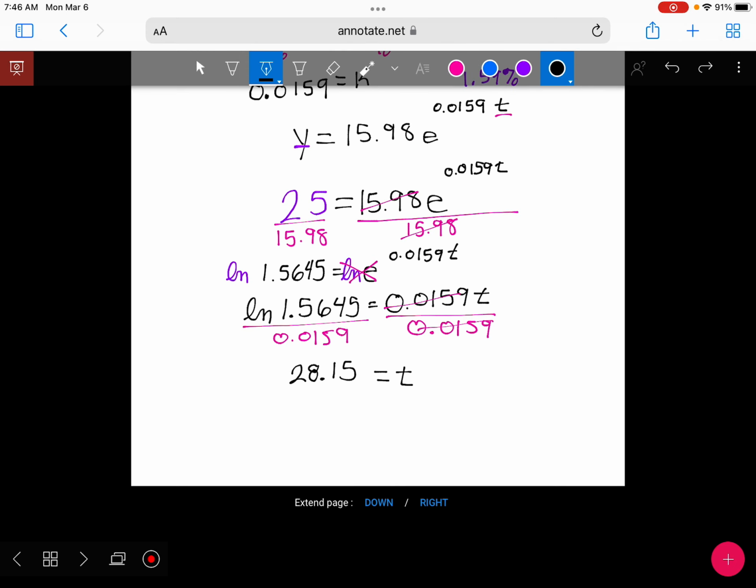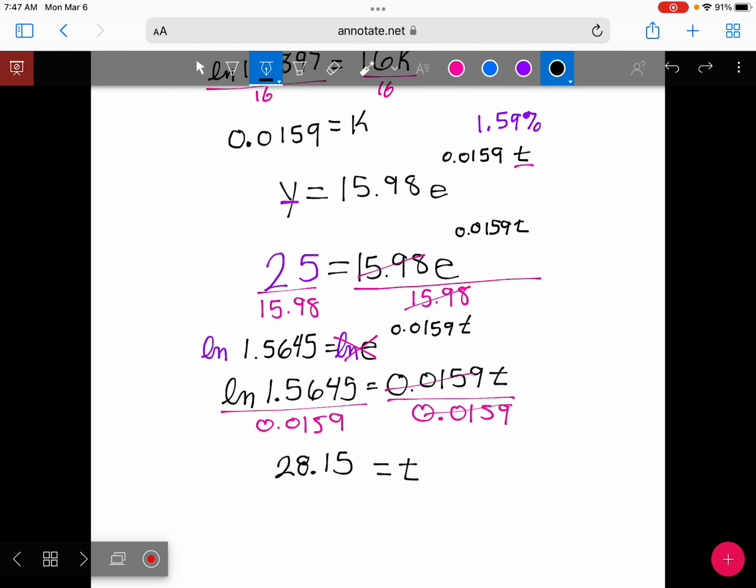So how long until the population reaches 25 million? 28 and a bit years. A little over 28 years. Okay, so the process is exactly the same whether it's growing or decaying. 100%. The only thing that's different is when it decays, when it gets smaller, your rate's going to be negative. It's going to be a minus thing. It is the exact same process.